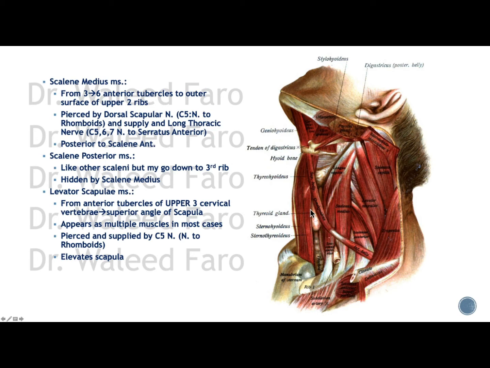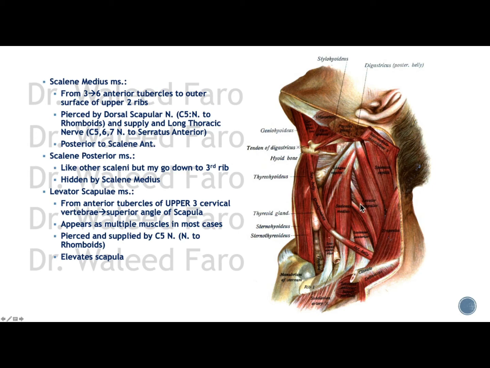The scalene posterior is a smaller muscle. This is part of it showing. It goes further down to rib 3. It has nothing unique about it, except the fact that it's hidden. Actually, you must dissect deep to find it, but it's still part of the floor of the posterior triangle.